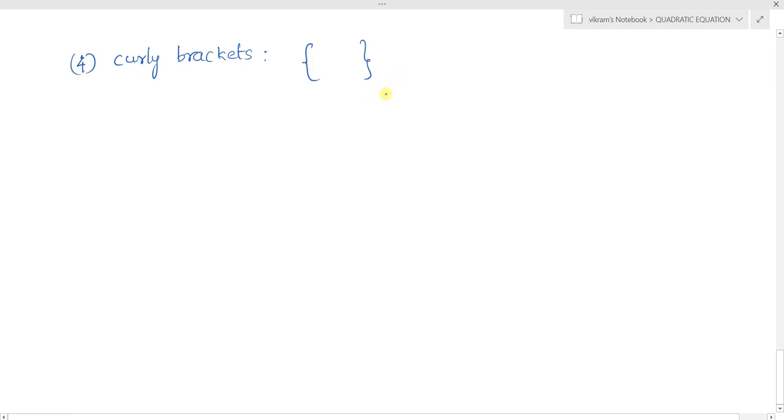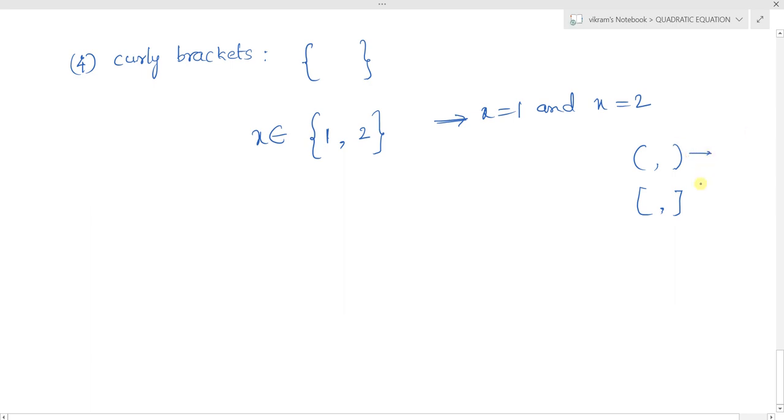What do curly brackets tell us? If we represent 1 comma 2 in curly braces, x belongs to the curly brace of 1, 2, that means x is equal to 1 and x is equal to 2. The particular values are represented with the curly braces, whereas open or closed intervals also take in-between values, with open excluding the values and closed including them. But the curly braces represent particular values, 1 and 2.